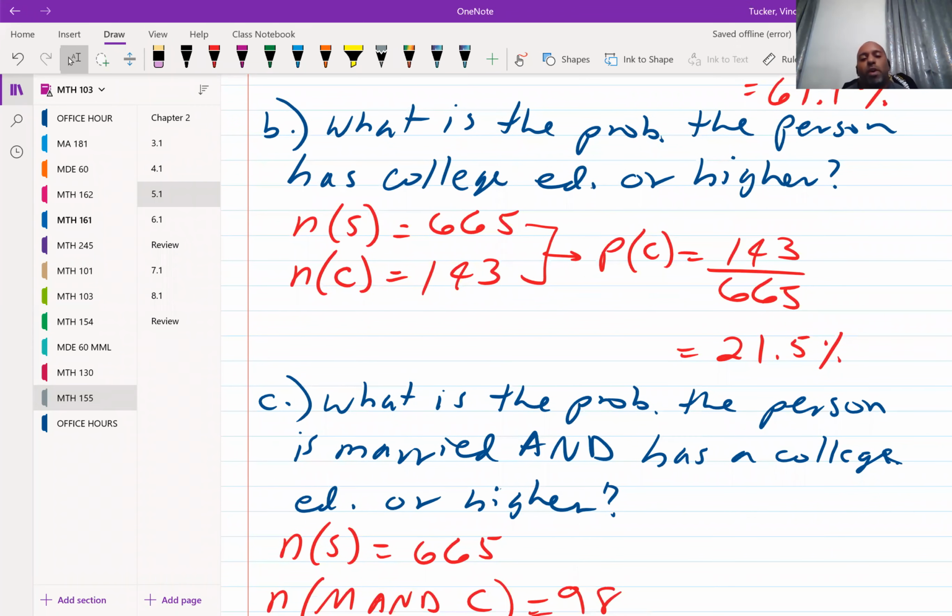So here it says, what's the probability that a person is married and has a college education? This time we have two characteristics we have to account for. I'll give you a chance to write that down, and we'll go back and look at the chart to see what fits that category, what number of people fit that category.